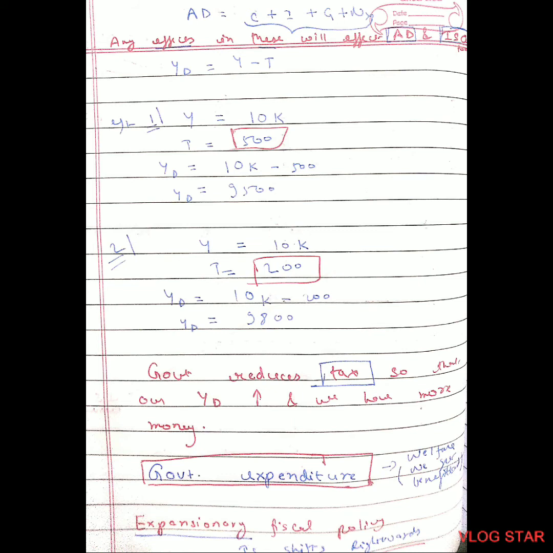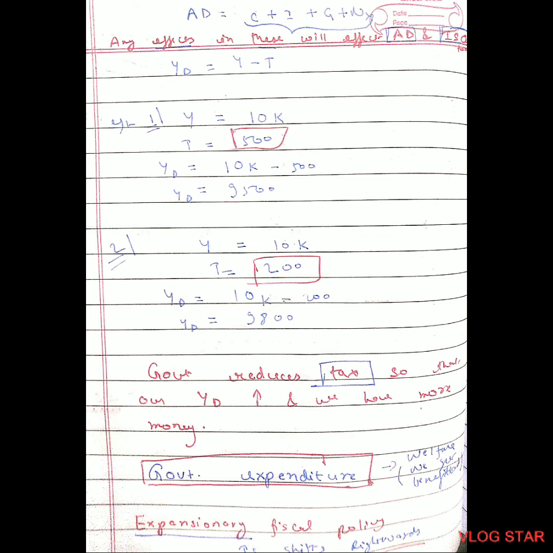For example, your income is 10,000 rupees. The tax imposed by the government is 500 rupees. And you have to find the disposable income. So the formula of disposable income is Y minus T, that is income minus tax. So the disposable income would be 9,500 in this case. Now let's take the second case where the government reduces the tax further from 500 to 200 rupees. So now in this case our disposable income would be 9,800 rupees.